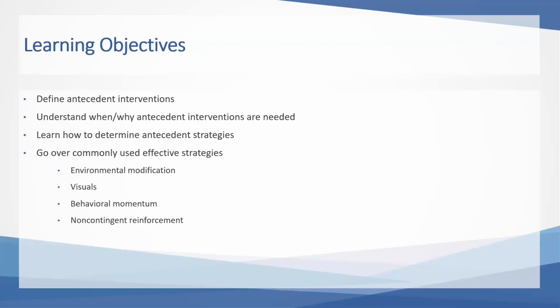In this webinar, we will define antecedent interventions, understand when and why antecedent interventions are necessary, learn how to determine which antecedent strategies to use, and go over a few commonly used effective strategies, including environmental modification, visuals, behavioral momentum, and non-contingent reinforcement.